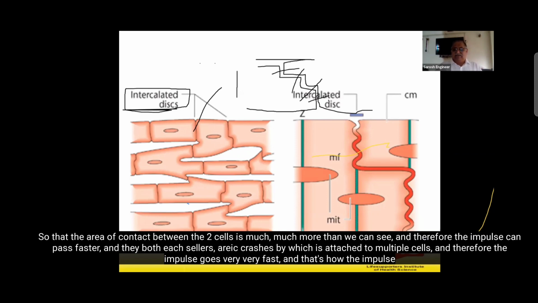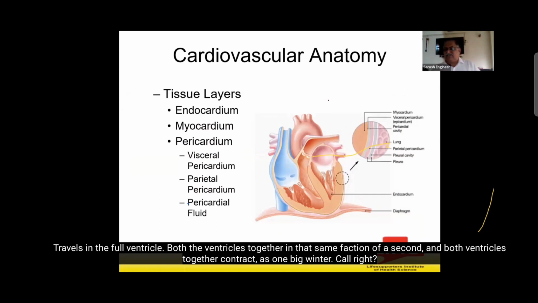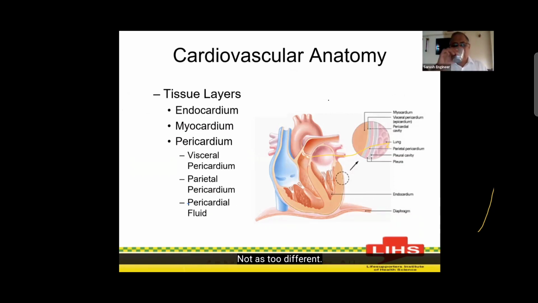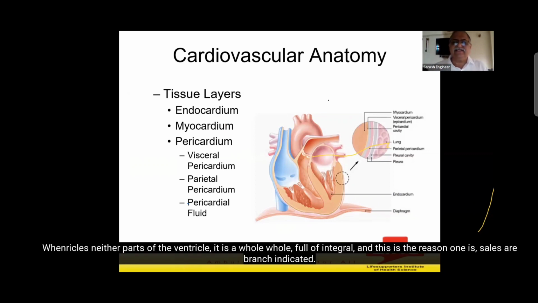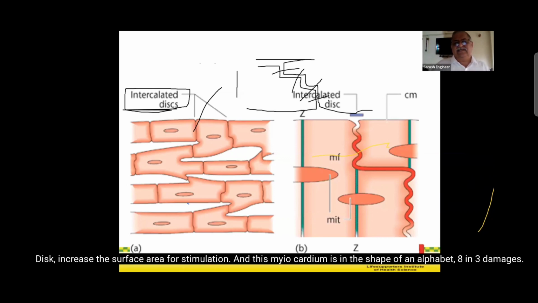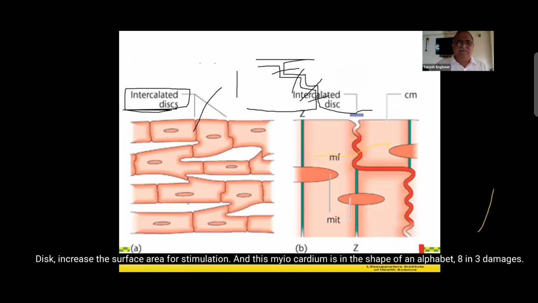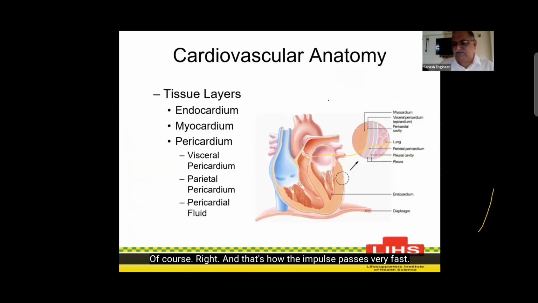And that's how the impulse travels in the whole ventricle, both the ventricles together in that same fraction of a second. And both ventricles together contract as one big ventricle, right? Not as two different ventricles, neither parts of the ventricle. It is the whole full ventricle. And this is the reason. One is cells are branched, intercalated discs increase the surface area for stimulation, and this myocardium is in the shape of an alphabet 8 in 3 dimensions, of course, right? And that's how the impulse passes very fast.